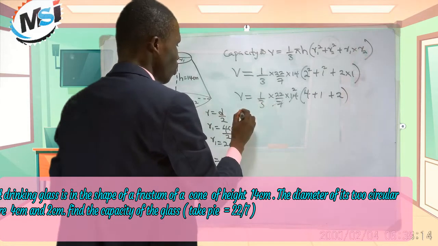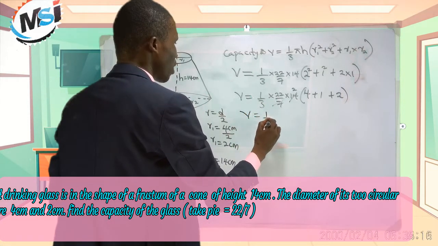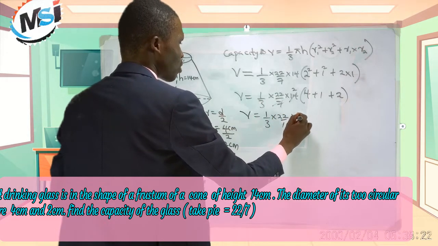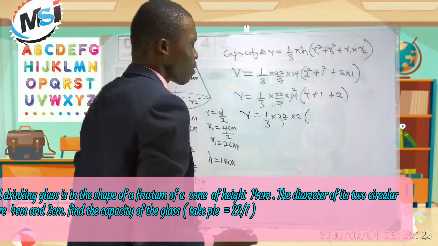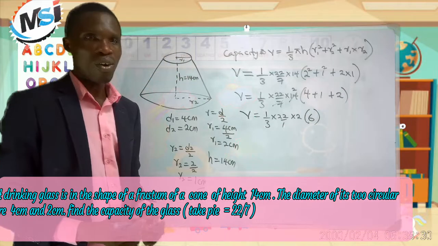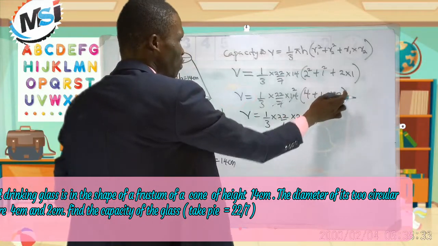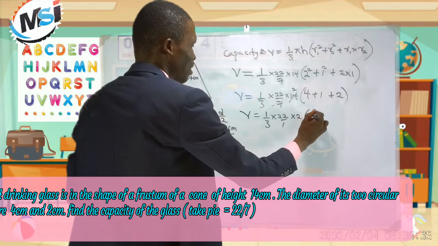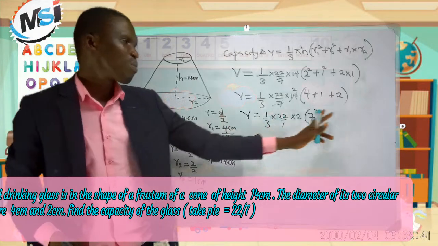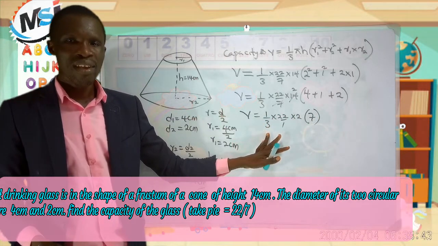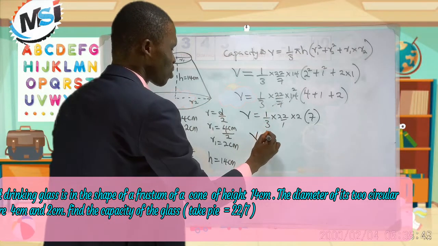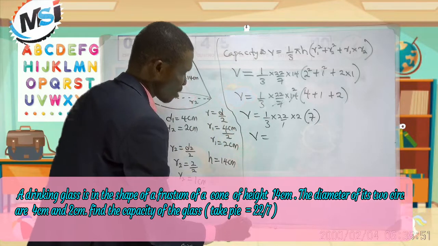We have 2. So V will now give us 1 all over 3 times 22 divided by 1 multiplied by 2 bracket 4 plus 1, 5 plus 2. We are going to have 7. Pardon me for that. Now, the next thing to do is we have to multiply all through and divide it by 3. I believe you understand that. Now, to do this, we are going to have V to be, let me demarcate this so that you don't get confused.